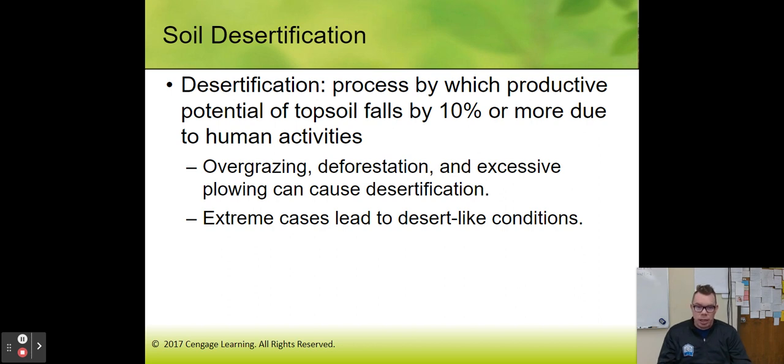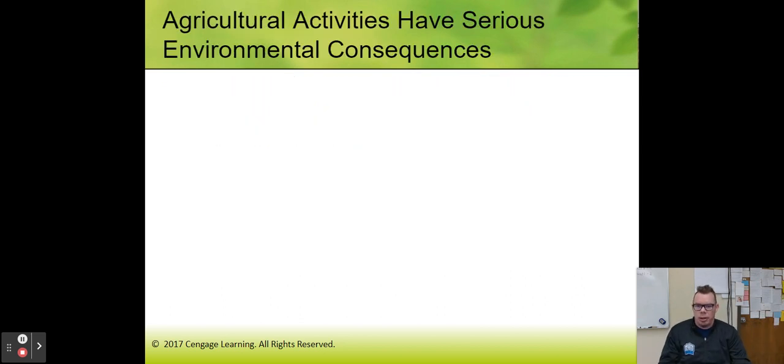Extreme cases lead to desert-like conditions. This right there, that's the Dust Bowl. Okay, all the topsoil went away, leaving just bare soil that's really crappy on the bottom. That's basically a desert-like condition at that point.